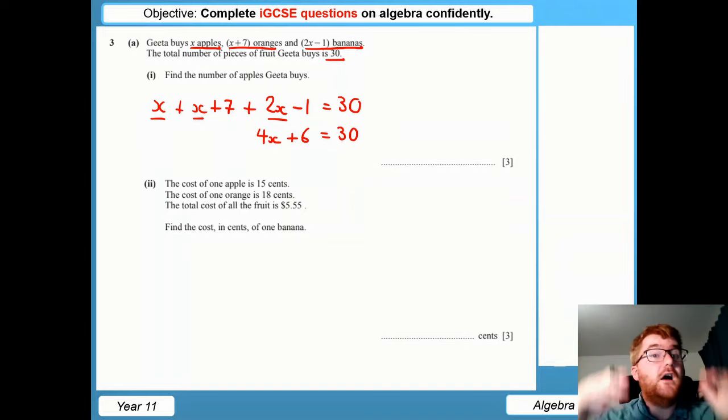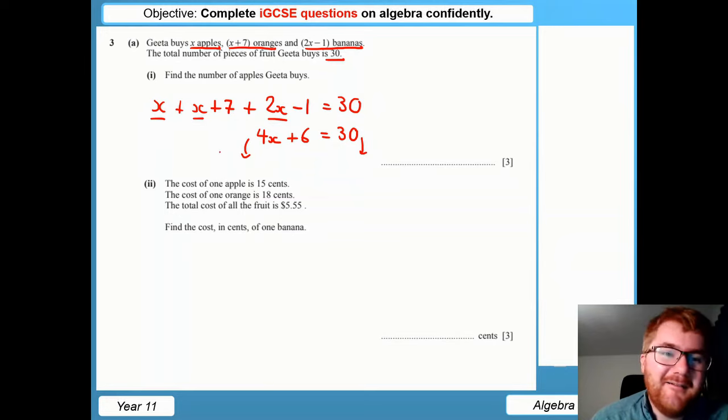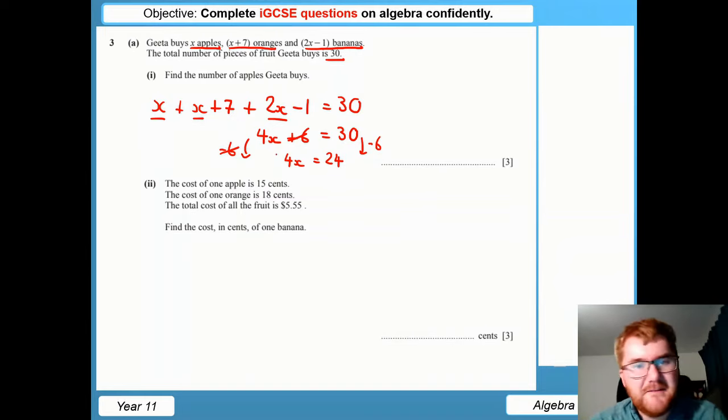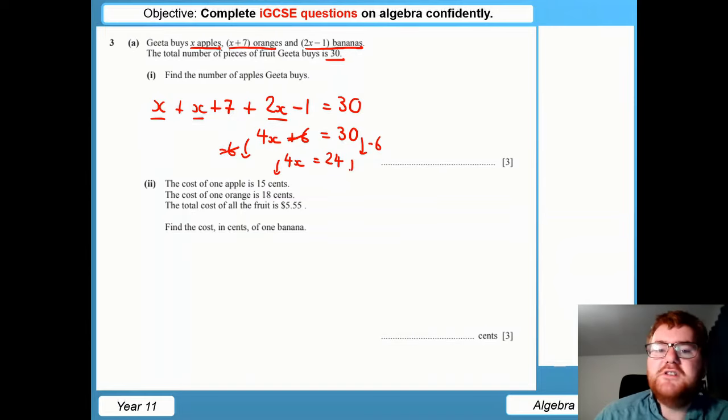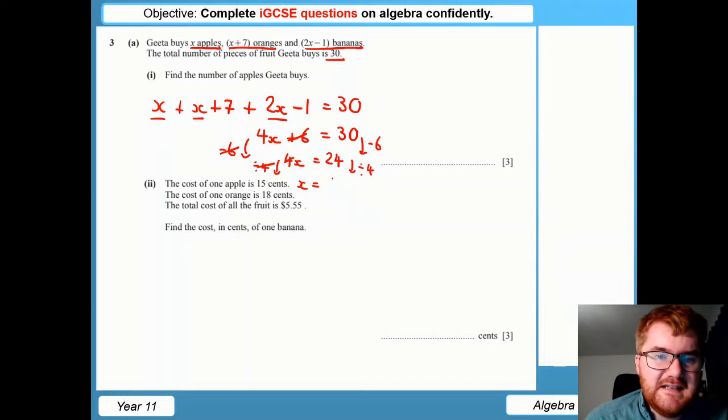From there, we use our normal equation solving methods. So we want to get x on its own. The plus 6 is annoying. What's the opposite of plus 6? Well, that's minus 6 on both sides. This cancels, leaving us with 4x. And then 30 minus 6 is 24. You can probably see the answer, but remember the method that we use here. What's the opposite of timesing by 4? That's dividing by 4 on both sides. And that cancels, leaving us with x is equal to 24 divided by 4, and that is 6.